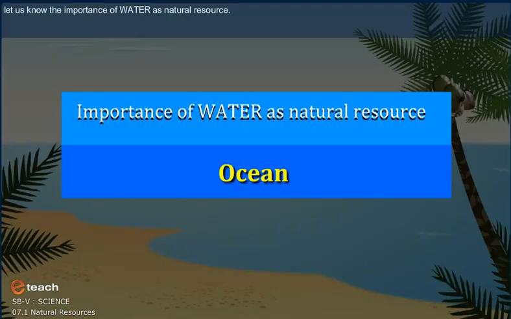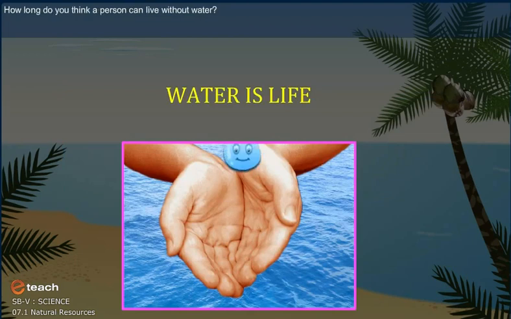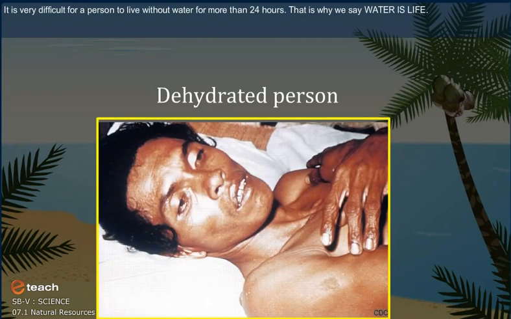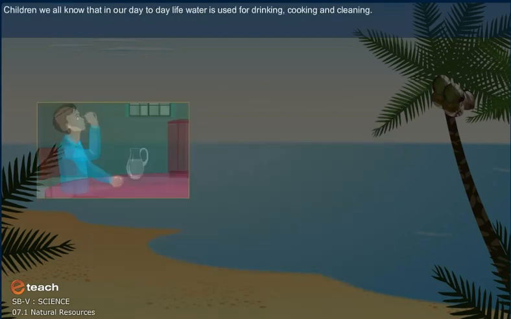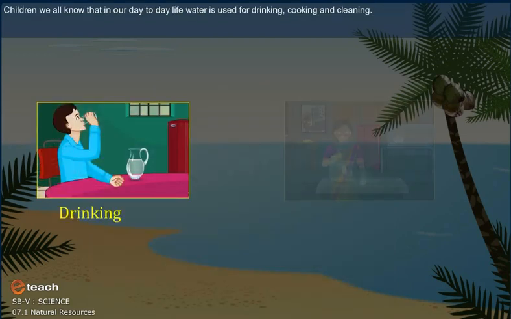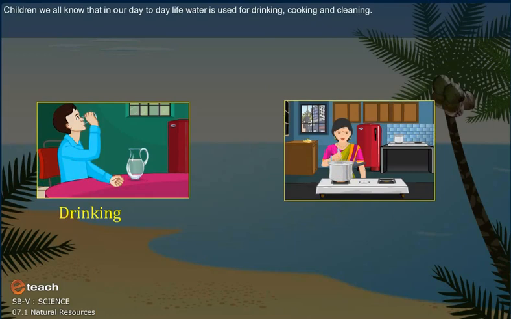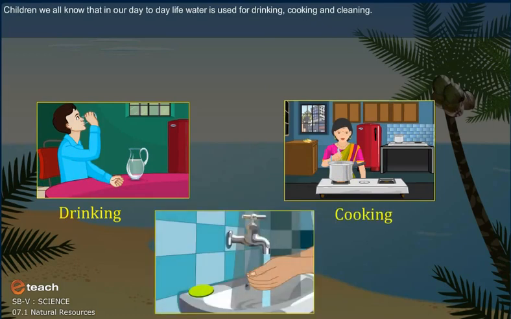Let us know the importance of water as a natural resource. How long do you think a person can live without water? It is very difficult for a person to live without water for more than 24 hours. That is why we say water is life. Children, we all know that in our day-to-day life, water is used for drinking, cooking and cleaning.